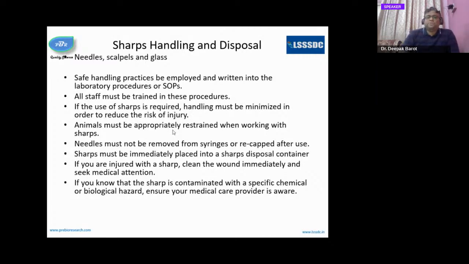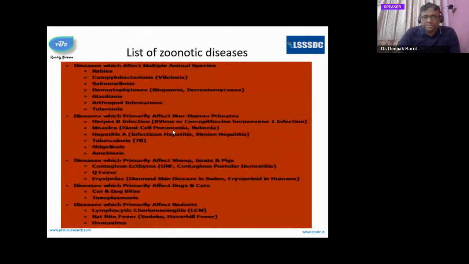They should also be following all the relevant guidelines for biomedical waste. For understanding, while you're handling laboratory animals, here is the list of zoonotic diseases which can happen. Zoonotic means they can transmit from animals to humans or from humans to animals, right? Like rabies, salmonellosis, giardiasis, tularemia, arthropod infestations.